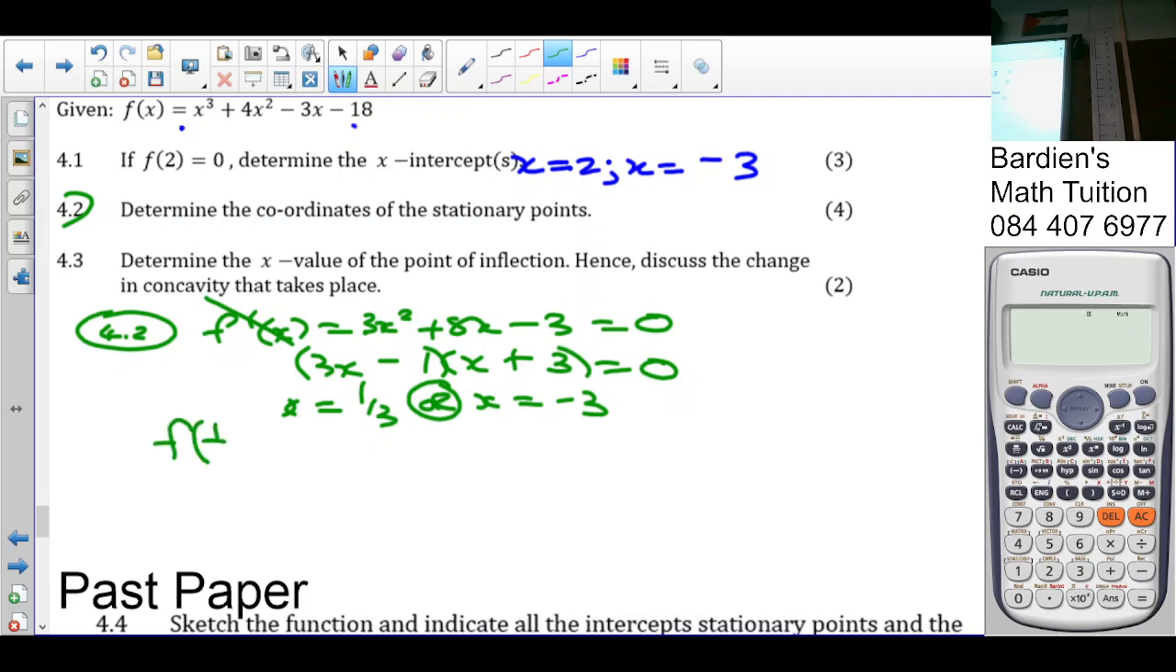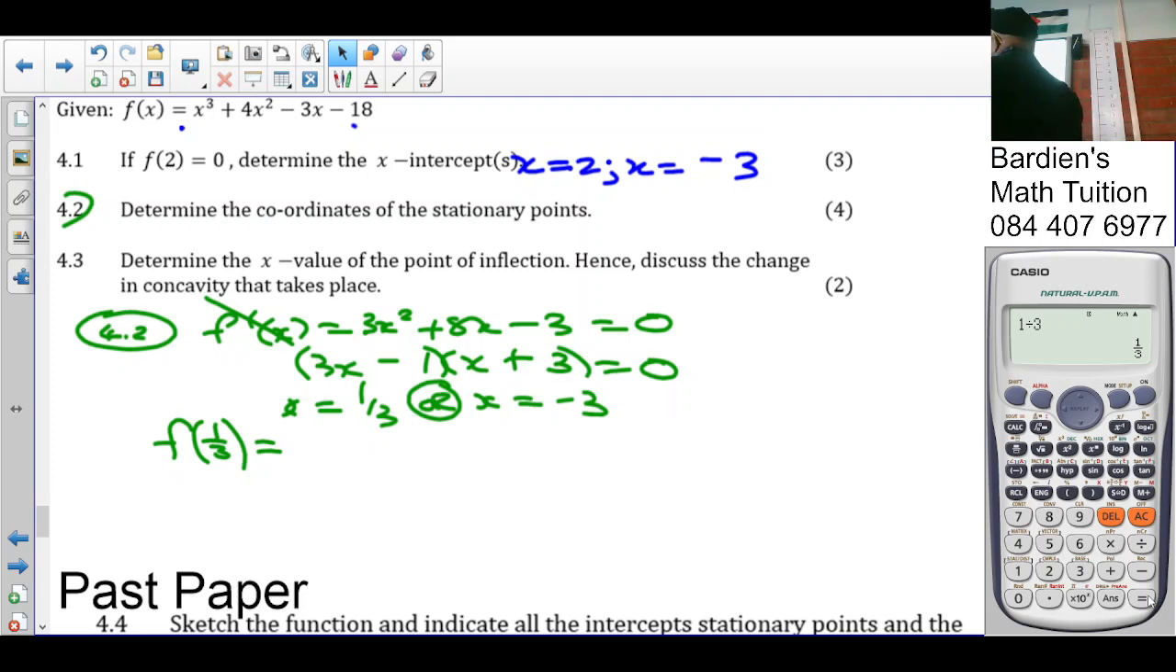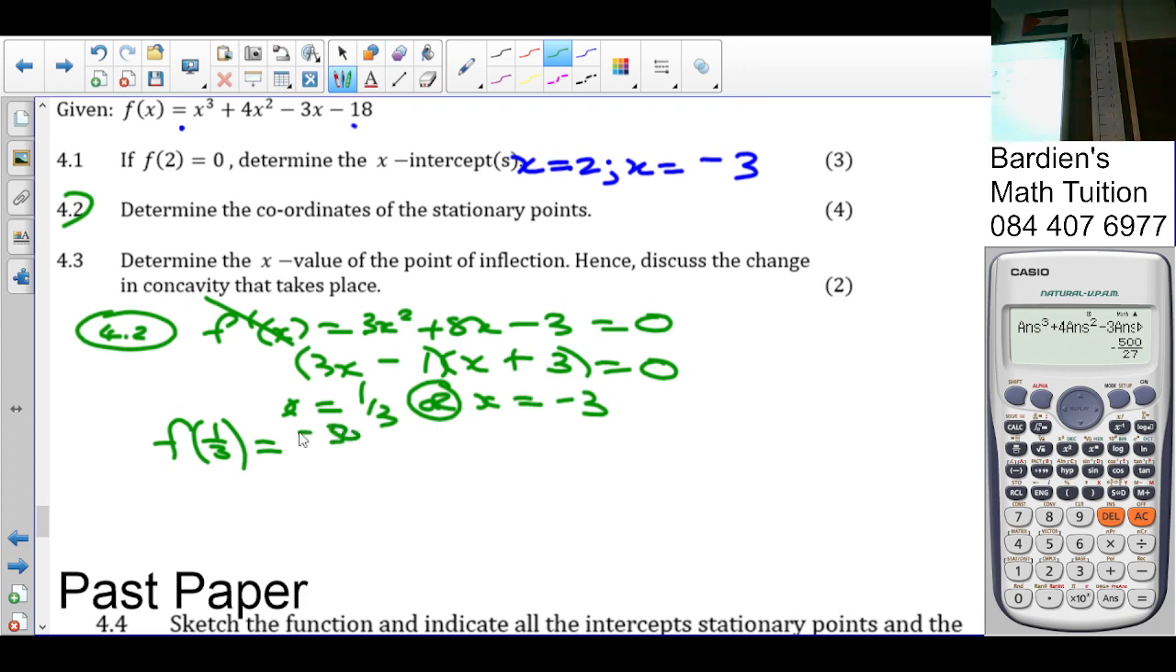So you work out f of a third. Wherever you see an x, you put a third. So it's going to be 1 over 3, so the third cubed, plus 4 times the answer squared, minus 3 times the answer, minus 18. You get negative 500 over 27. So in other words, the one coordinate is a third and negative 500 over 27.